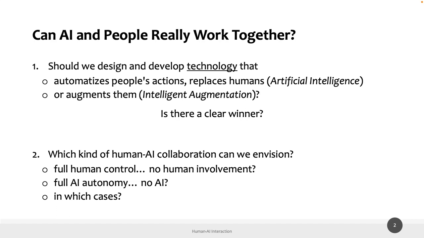Traditionally, historically, to allow people and technology to work together, we had this tension between automation and augmentation. Historically, the question was, should we design and develop technology? And notice that here, speaking about technology, we don't care about algorithms or machine learning, just technology, whatever it is. Technology whose goal is to automatize people's actions so that it is able to replace humans. And that was one of the first goals of artificial intelligence. That's why it's called artificial intelligence here in this paper, because one of the first ideas behind the creation of artificial intelligence was just this: replicate human intelligence so that a machine can do everything that a human can do. So substitute humans, replace humans with machines.